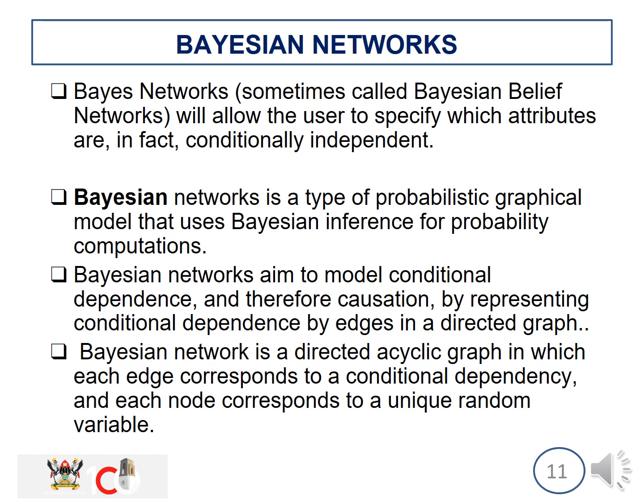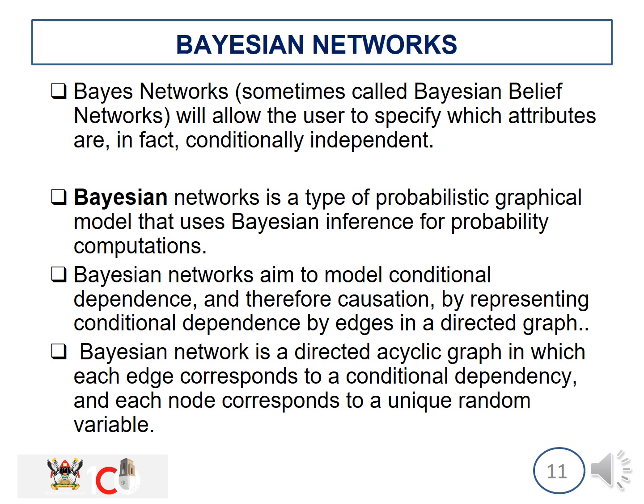Then explaining Bayesian networks. Bayesian networks sometimes can be called Bayesian belief networks, and this one allows users to specify which attributes are in fact conditionally independent. So a Bayesian network is a type of probability graphical model that uses Bayesian inference for probability computations. Bayesian networks aim to model conditional dependence, and therefore causation, by representing conditional dependence by edges in a directed graph.